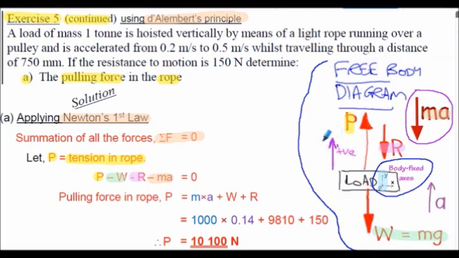That equals 0. Inserting the values from above, we know the mass of the load is 1 ton, so m is 1,000 kilograms. We've determined the acceleration on the previous slide, that's 0.14 meters per second squared. We know the weight force from the previous slide, and we know the resistance to the motion. Evaluating, force P in the rope is 10,100 newtons. And again, that's the same value we calculated in our previous presentation when we applied Newton's second law.